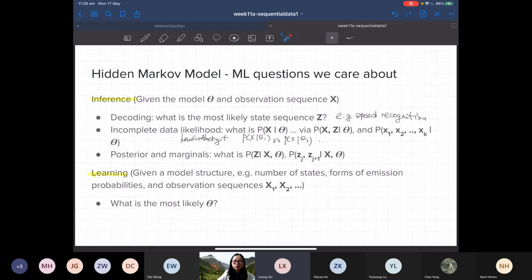So for learning, we assume given the model structure, basically given what the state space looks like and the form of the emission and transition probabilities, like are they tables or Gaussians, the number of states, and observation sequences. So usually multiple observation sequences. How do we estimate theta?